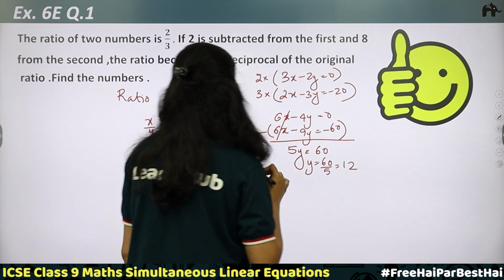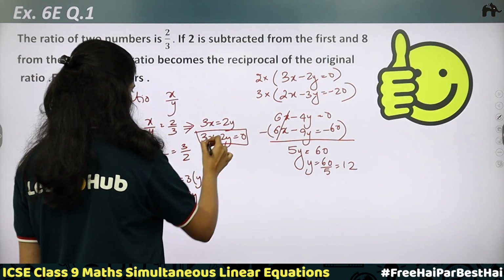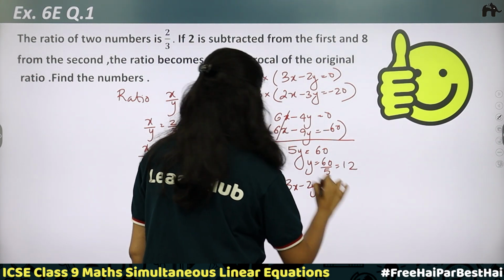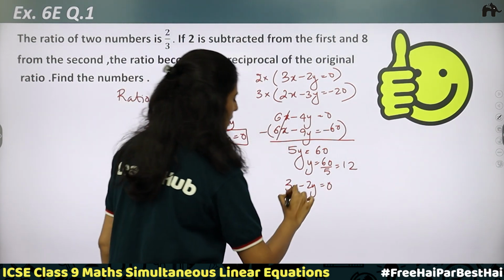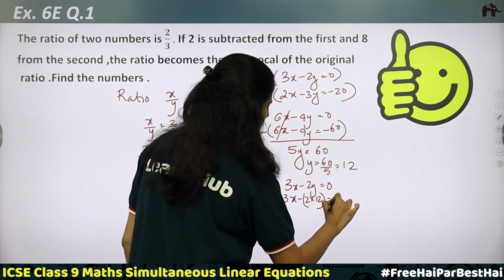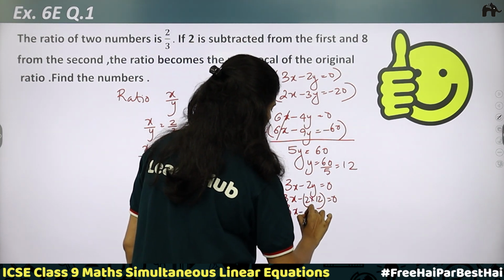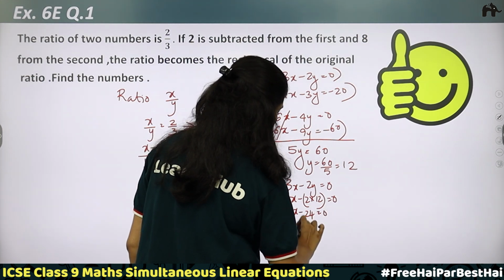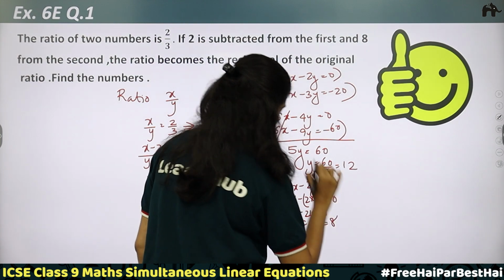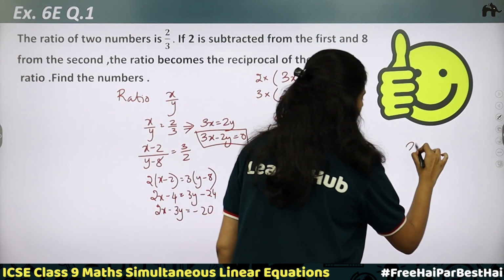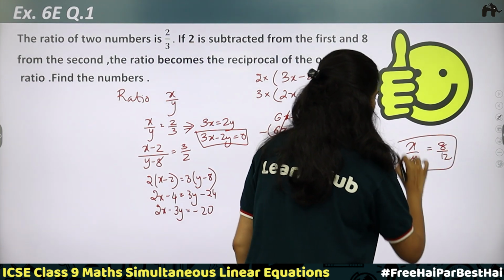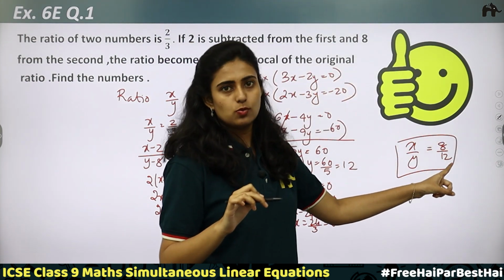Now we have to find x. To find x, take any of the equations, that is 3x minus 2y is equal to 0. Put the value of y here. So 3x minus 2 into 12 is equal to 0. 3x minus 24 is equal to 0. x is equal to 24 divided by 3, that is 8. So the fraction x by y is equal to 8 by 12. Okay, numerator is 8 and the denominator is 12.